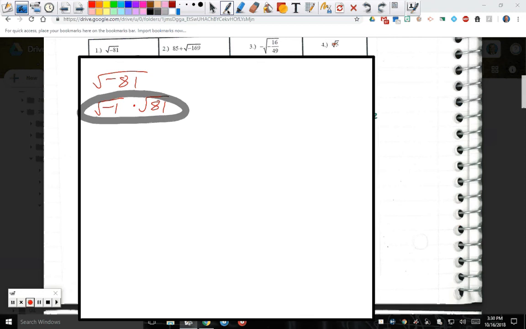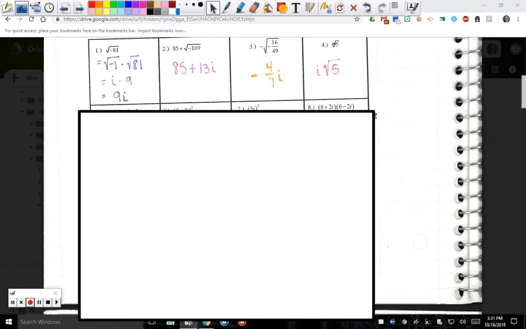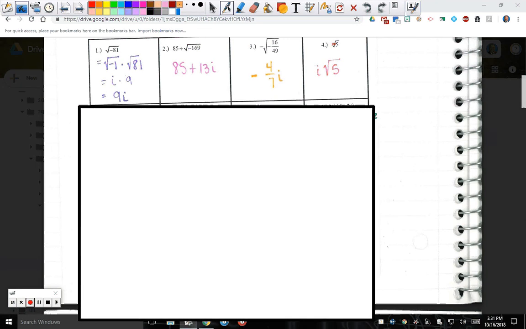True. Okay. What does the square root of negative 1 become? I. What does the square root of 81 become? 9. Could I write I times 9 as 9i? Yes. Okay. Now look, with that being said, would it be a plus or minus I? Not yet, because it's not equal to a variable squared yet.